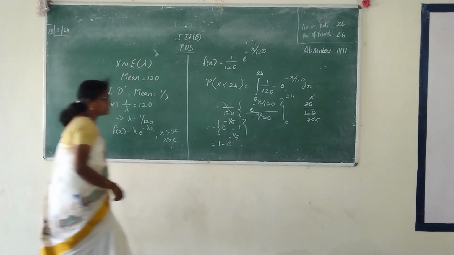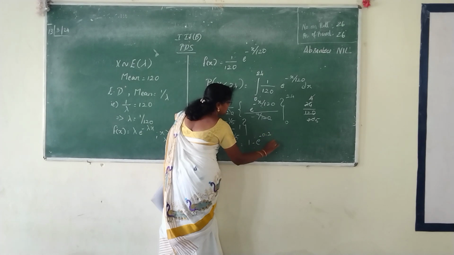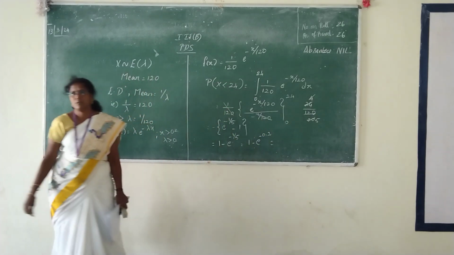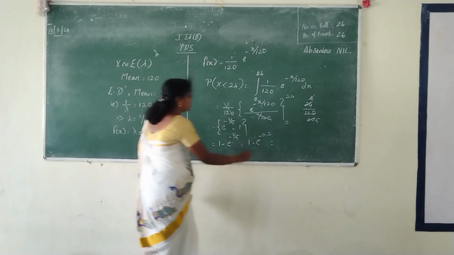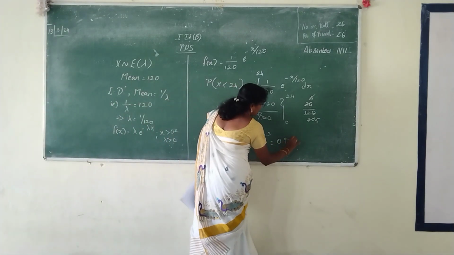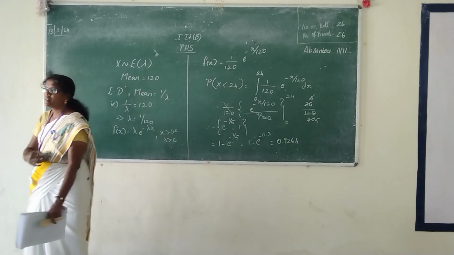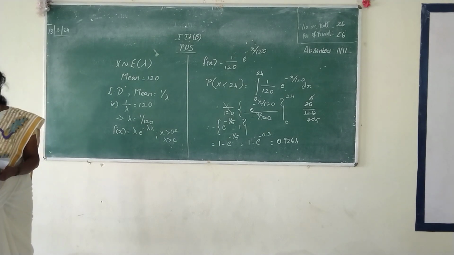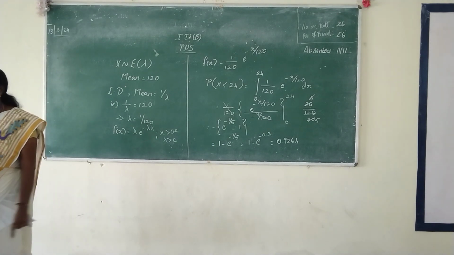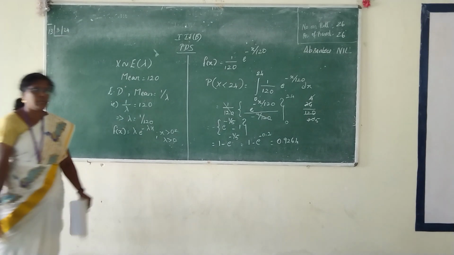So put in a calculator and get 1 minus e power minus 0.2. Find the answer. Write the answer in decimal. 0.92. Different answer? Same answer or different answer? Different answer. What is your answer?